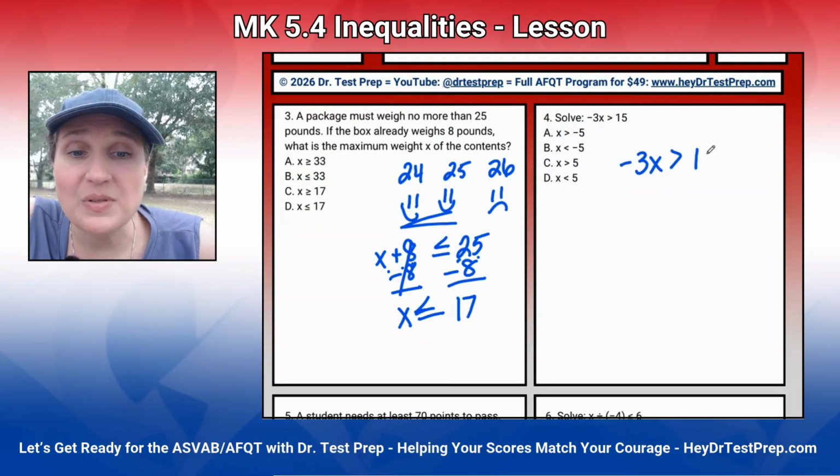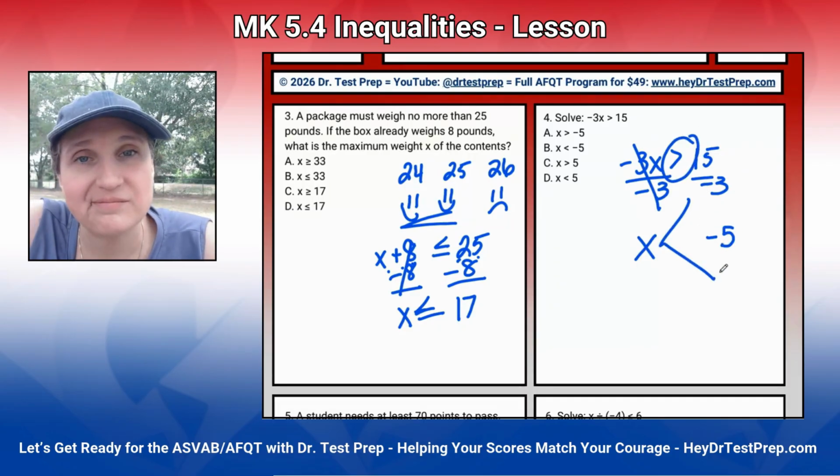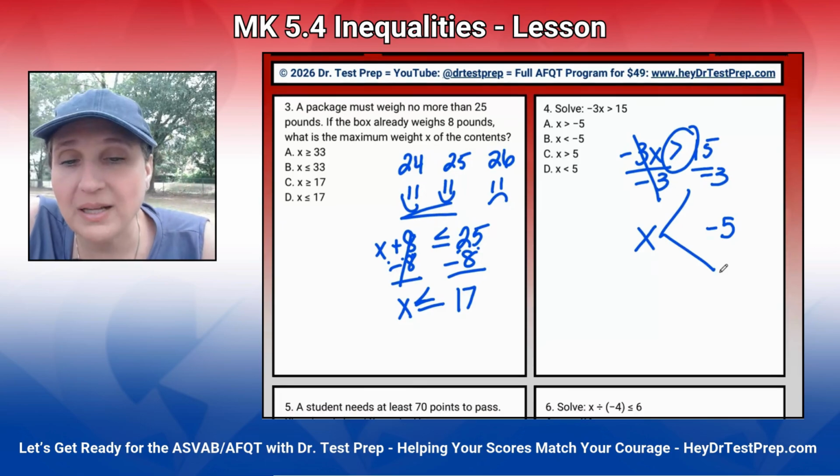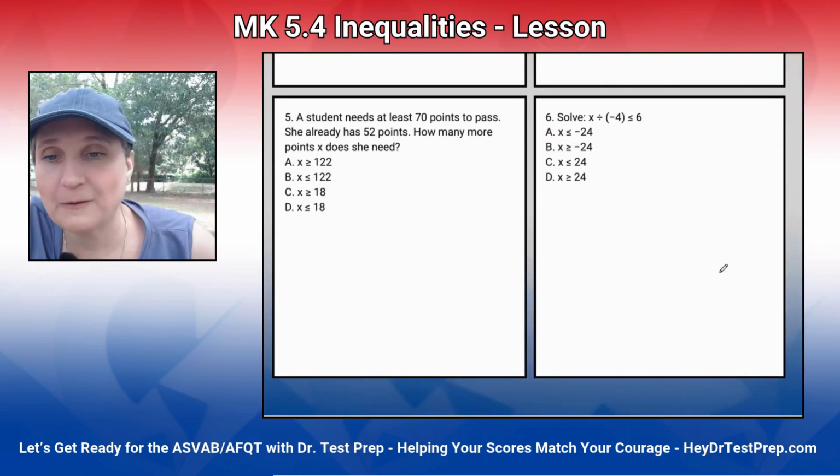Here it comes. See, when I divide both sides by negative 3, when I cross this out and put in negative 5 over here, this sign goes the other way. I dramatize that on purpose. That's all we're doing. We just flip the sign anytime we multiply or divide by a negative number.